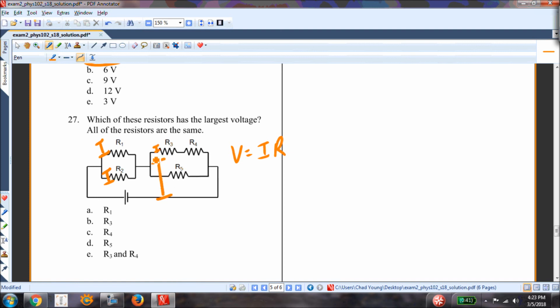But this one, which has a smaller resistance than the one up top, is going to have a bigger current. You're going to get more current diverted through this lower portion of the parallel circuit than you do in the upper portion, because it's the path of least resistance. That's where we get that term. So R5 then has the bigger current. It also has the bigger voltage. So number 27 is D.